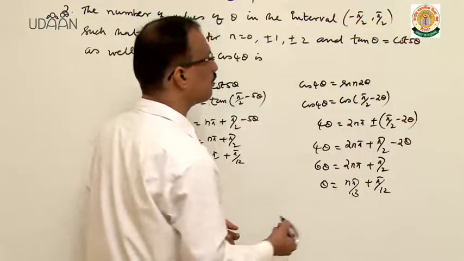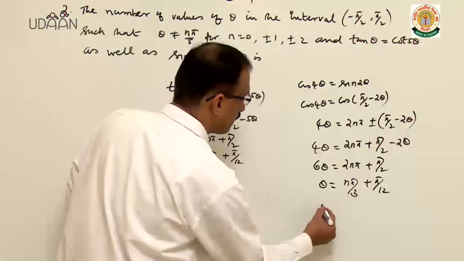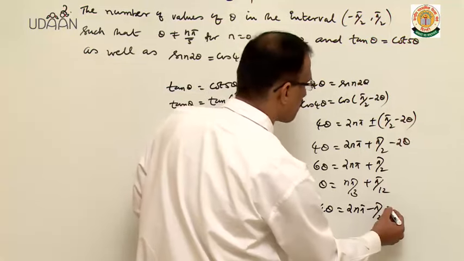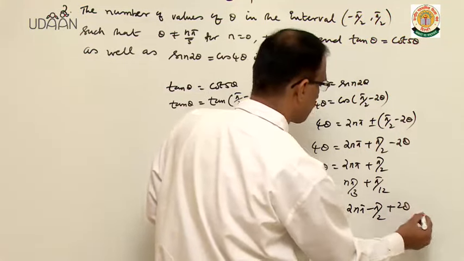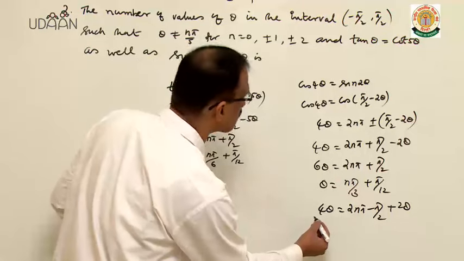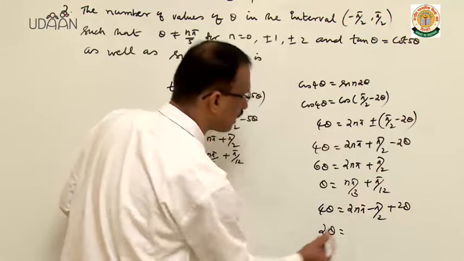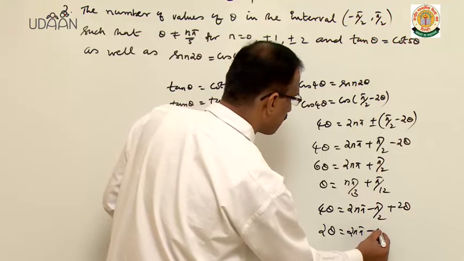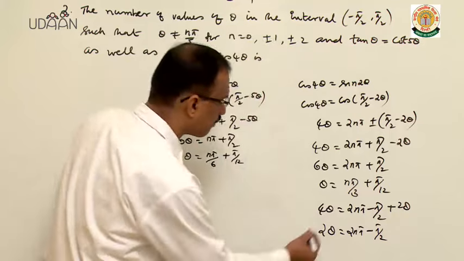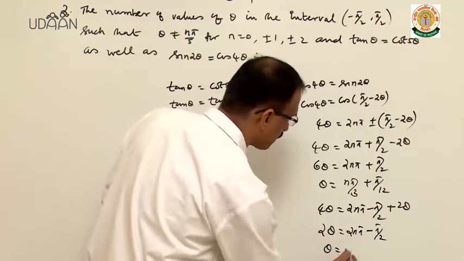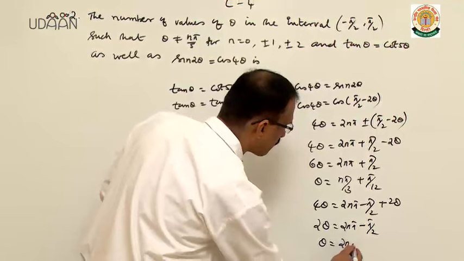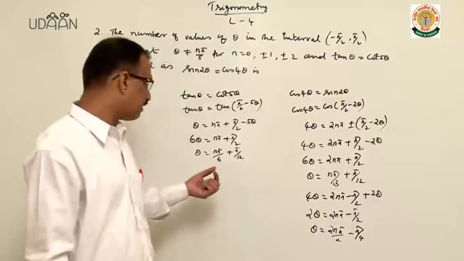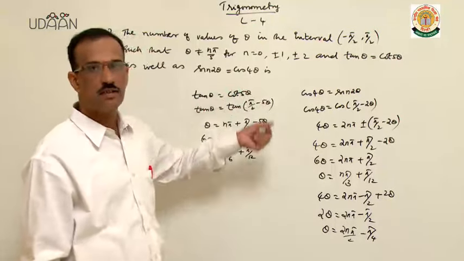If you take negative, what you will get is 4θ = 2nπ − (π/2 − 2θ), that is, 4θ = 2nπ − π/2 + 2θ. Bring 2θ to this side, so this gives us 2θ = 2nπ − π/2. If you divide by 2, you get θ = nπ − π/4. So these are the values. First, what we have done: tan θ = cot 5θ.